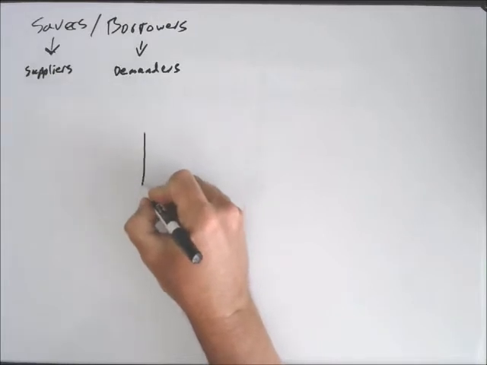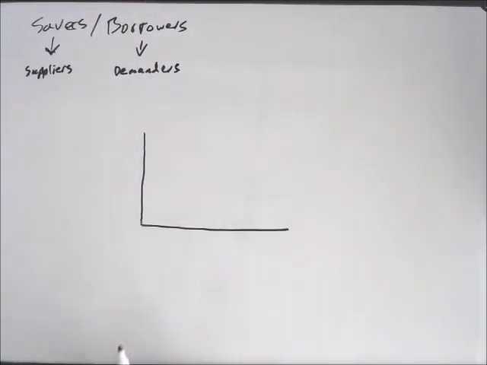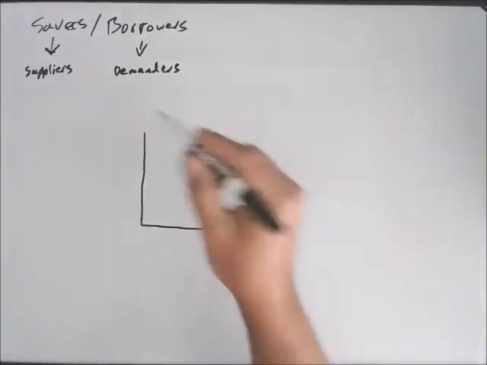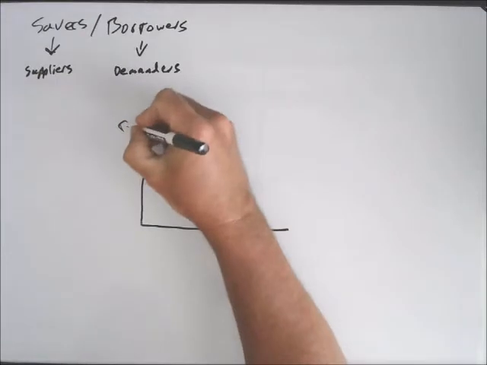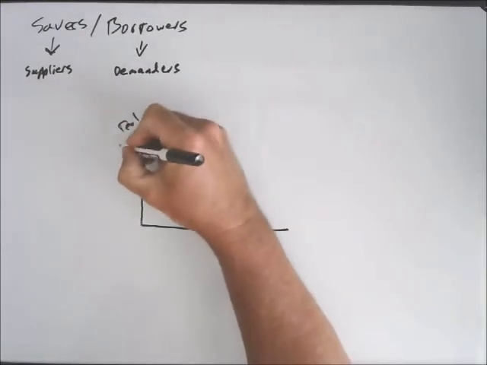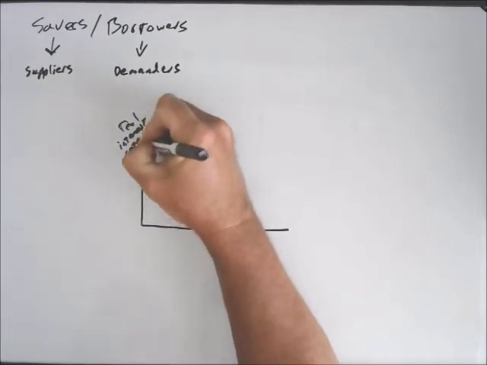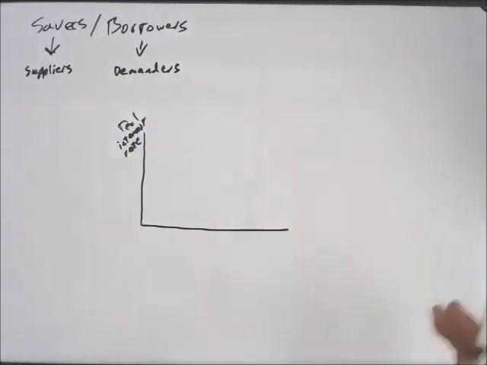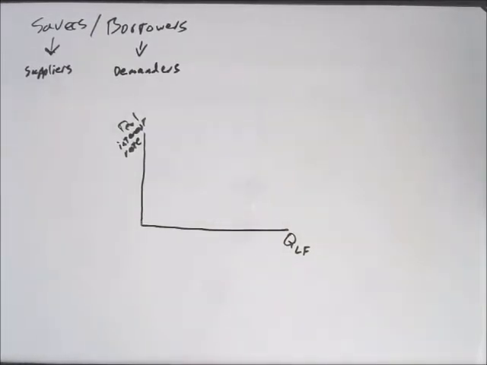And if we go ahead and draw that market graph, we would simply have the real interest rate. Okay, that's the real interest rate on the vertical axis, and we would have the quantity of loanable funds on the horizontal axis.